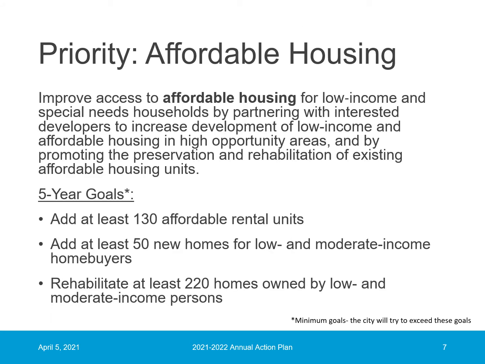The next priority is to improve access to affordable housing for low-income and special needs households by partnering with interested developers to increase development of low-income and affordable housing in high-opportunity areas, and by promoting the preservation and rehabilitation of existing affordable housing units. The city's goals over the 5-year period for affordable housing are to add at least 130 affordable rental units, add at least 50 new homes for low and moderate income homebuyers, and to rehabilitate at least 220 homes owned by low and moderate income persons.